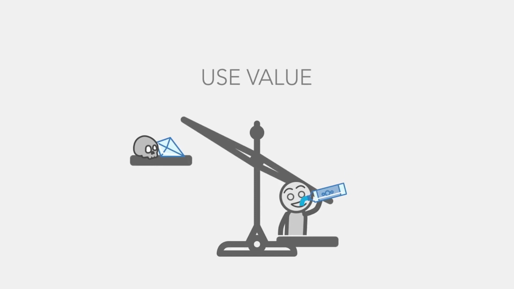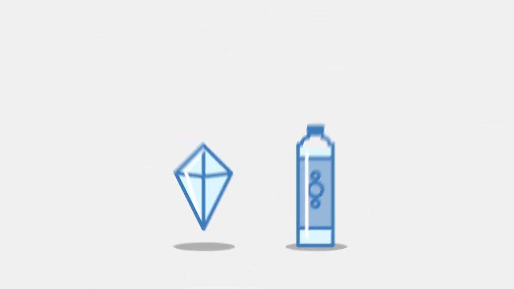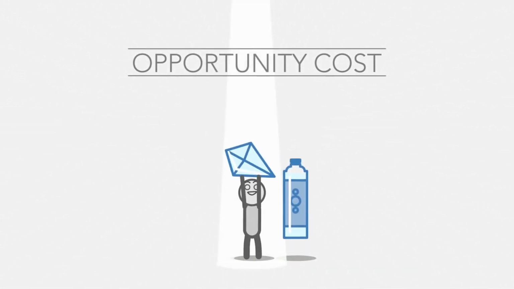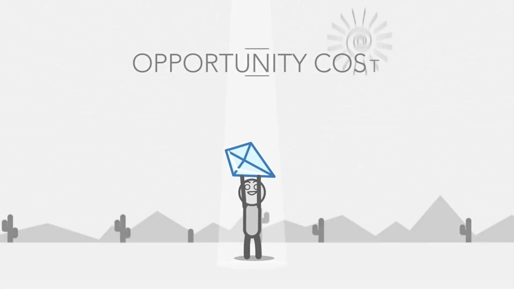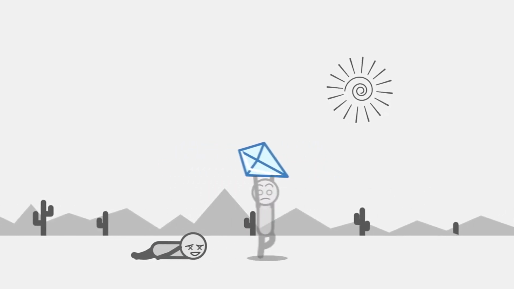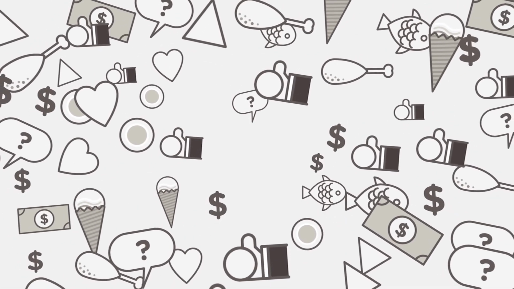And because we only get to choose one of the options, we also have to consider its opportunity cost, or what we lose by giving up the other choice. After all, it doesn't matter how much you could get from selling the diamond if you never make it out of the desert.